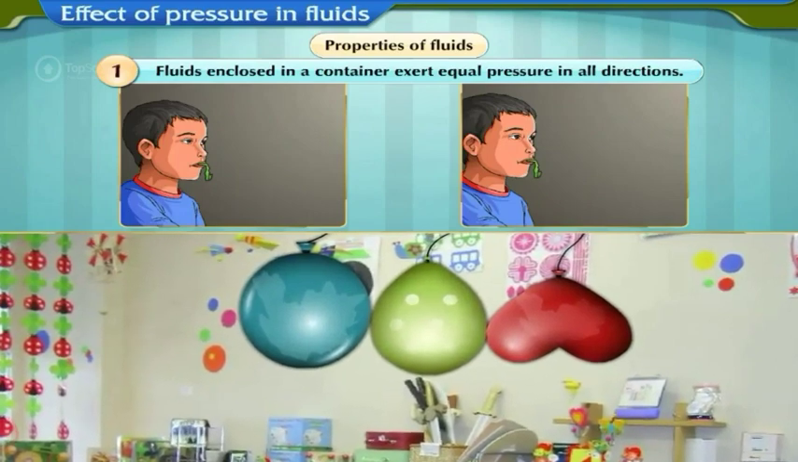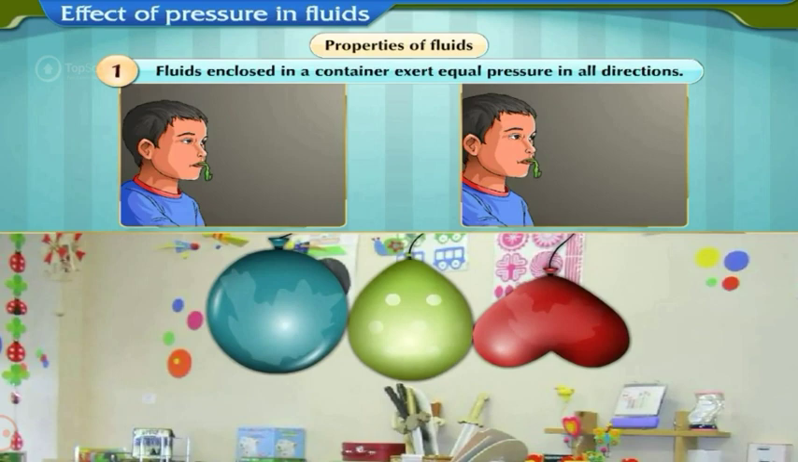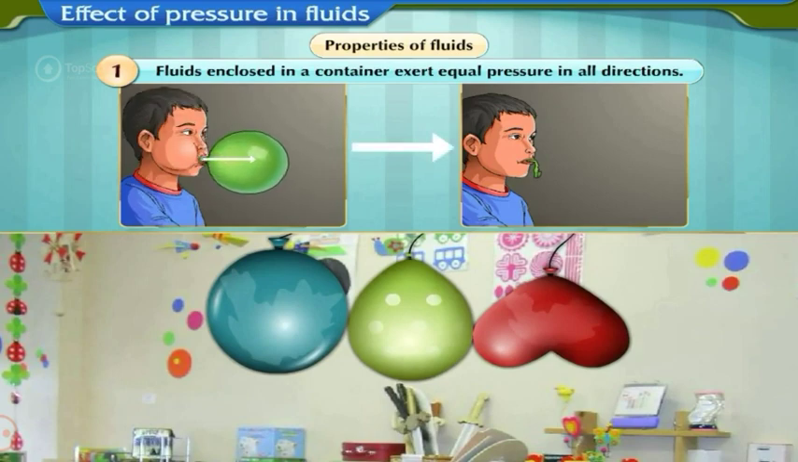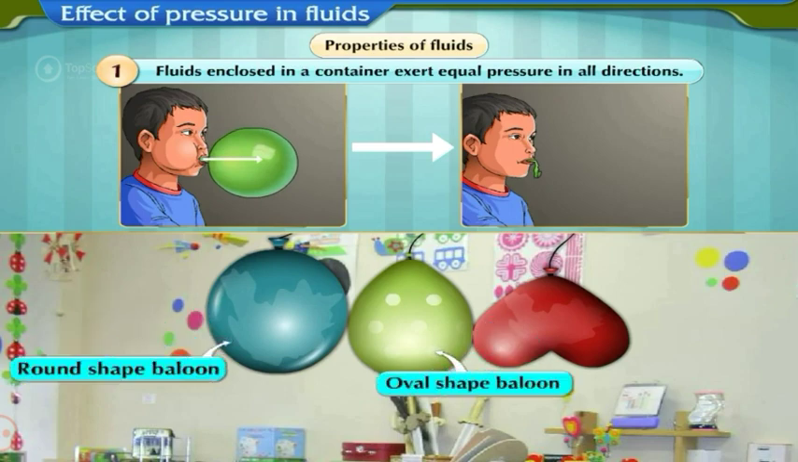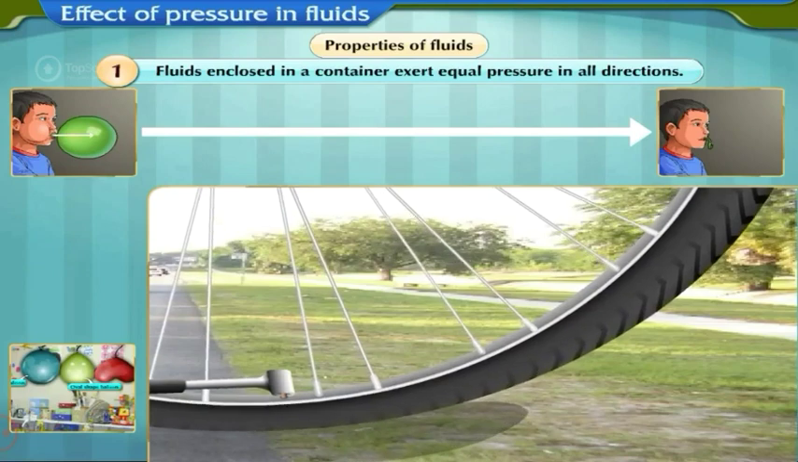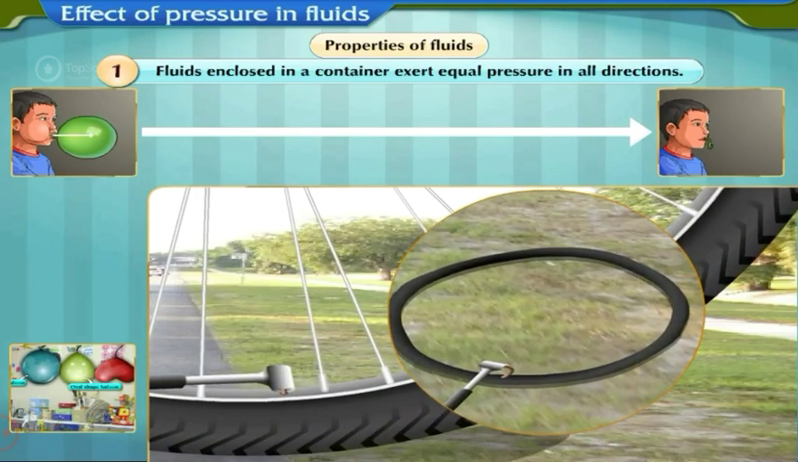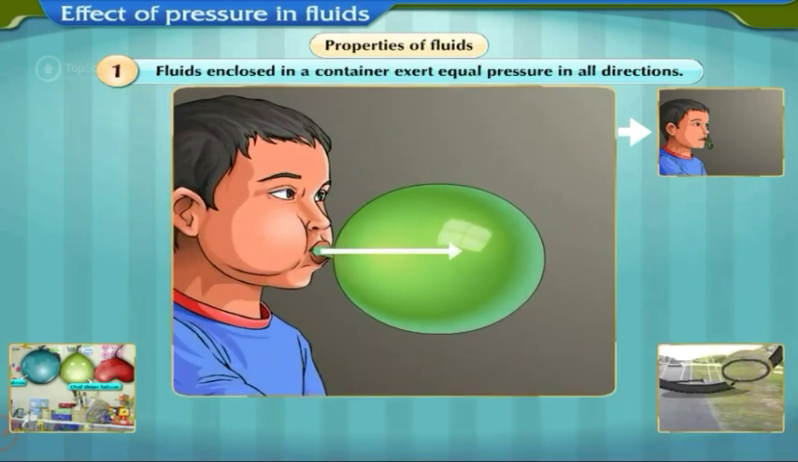You might have seen different shapes of balloons at the balloon vendor's shop. When a balloon is filled with air, it acquires its characteristic shape, round or oval. Similarly, when air is filled in a bicycle tube, it retains its shape. This is because air exerts pressure in all directions, and this helps the objects to maintain their original uniform shape.